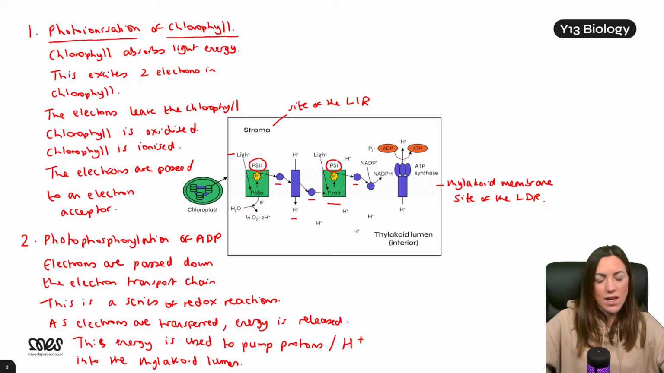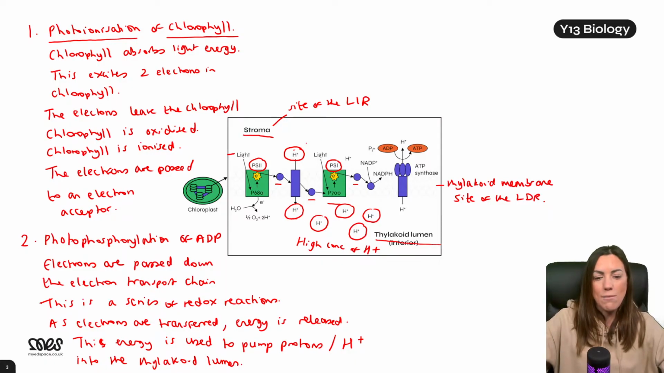Let's have a look at that on the diagram. So as the electrons are being transferred along the electron transport chain, the energy is used to pump protons from the stroma into the thylakoid lumen. And you can see what that's going to do. As these protons are pumped through the carrier proteins, you're creating a proton gradient where there's a high concentration of protons inside the thylakoid discs compared to a much lower concentration of protons in the stroma.